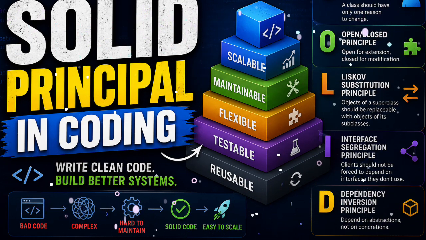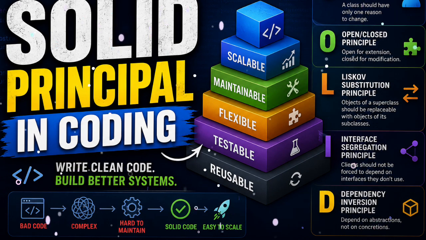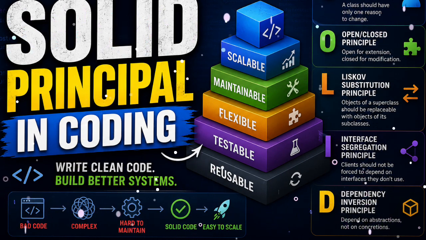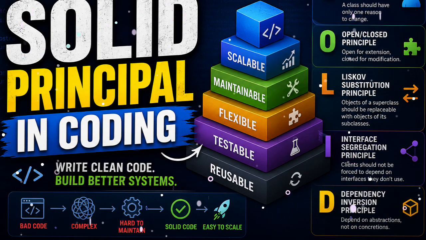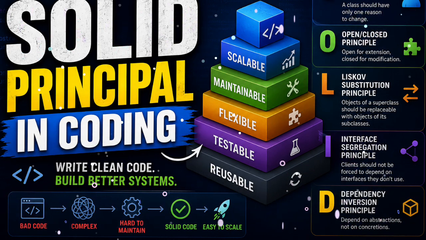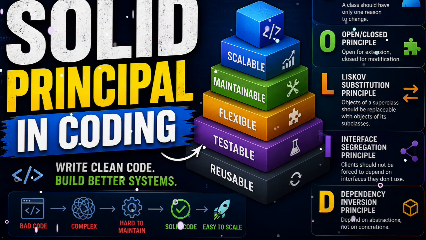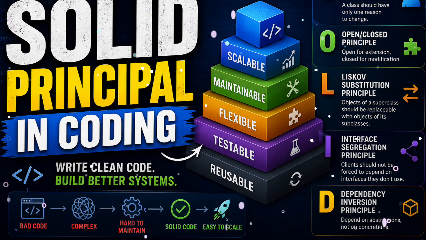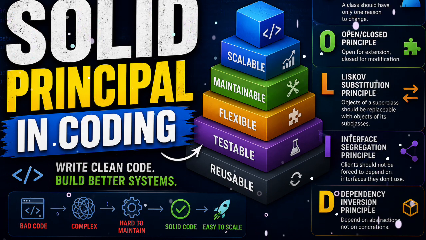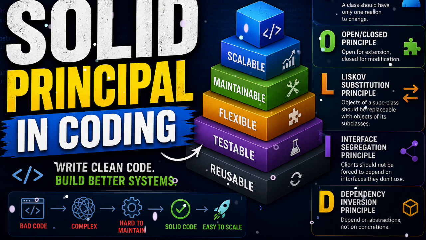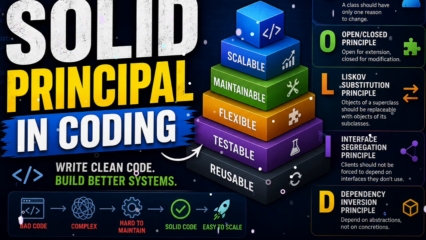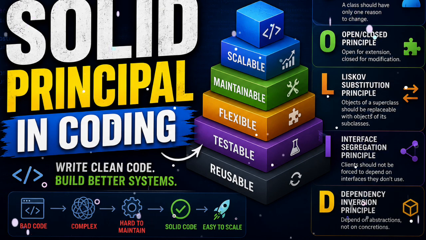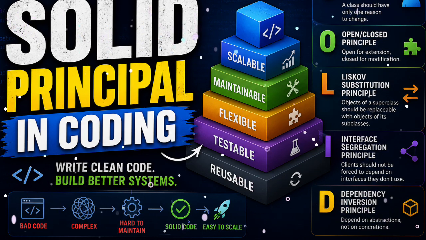Second principle, open-closed principle. The open-closed principle says, software should be open for extension but closed for modification. This means, you should be able to add new functionality without changing already tested working code. Let's take a payment application example. You create a payment system. Initially it supports credit card payment. Later your company says, add UPI payment.